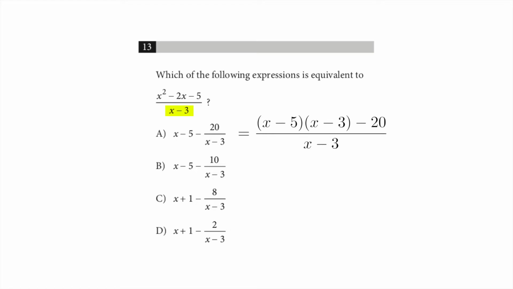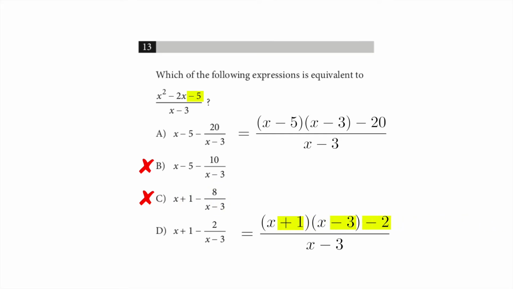Okay, so now let's go for the free term. The free term needs to be minus 5. And in the case of A, the free term will be minus 5 times minus 3, 15, minus 20, minus 5. So that works. So A is a candidate. B, we will have, once again, 15 minus 10. That's 5, not minus 5. So that's rejected. In option C, we have minus 3, minus 8. That's not minus 5. C is rejected. And in D, we have minus 3, minus 2. That's also minus 5. So it's between A and D.